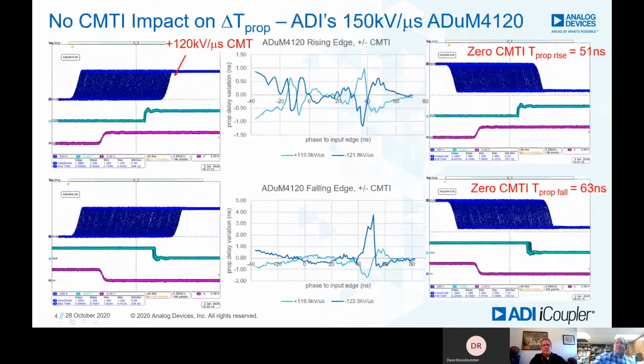In comparison, here's one of Analog Devices' similarly rated 150 kilovolt per microsecond parts. Again, we're applying 120 kilovolt per microsecond transients, and the propagation delay variation is, worst case, 5 nanoseconds peak to peak. So considerably tighter in the performance, much more immune for what you're looking at.